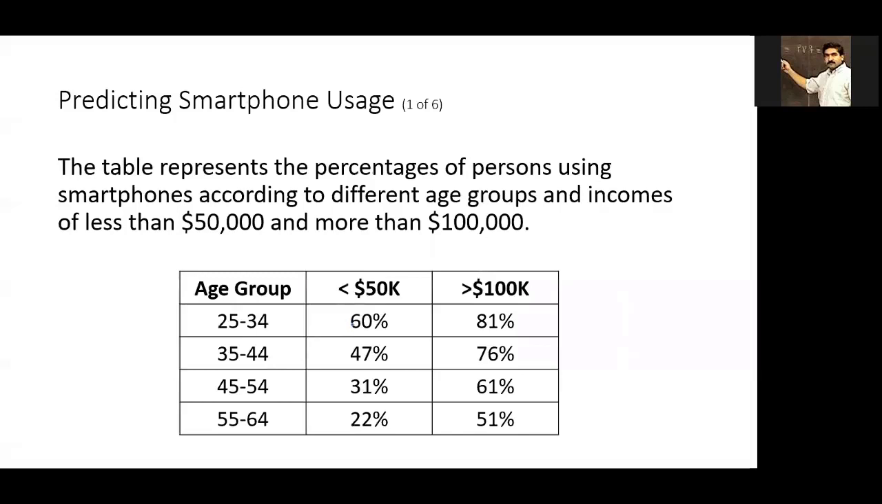The table represents the percentages of persons using smartphones according to different age groups and incomes, for less than $50,000 and more than $100,000. So these are the data that we have. For the age group between 25 and 34 years old, less than $50,000 would be 60%, more than $100,000 would be 81%, and so on.